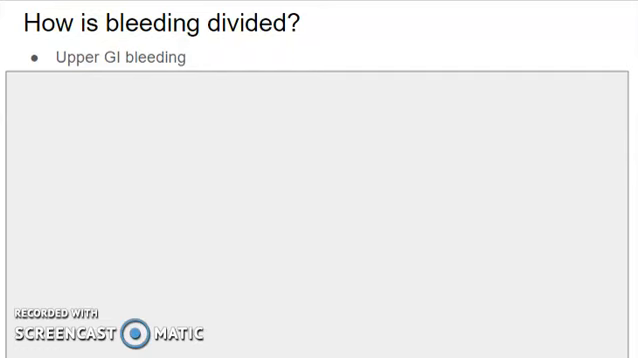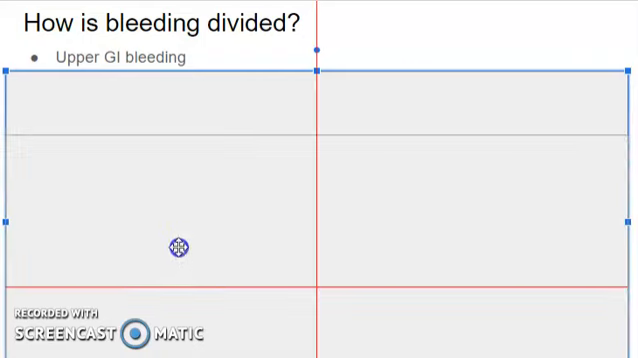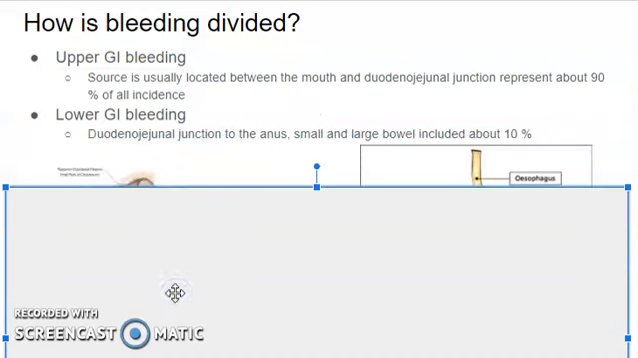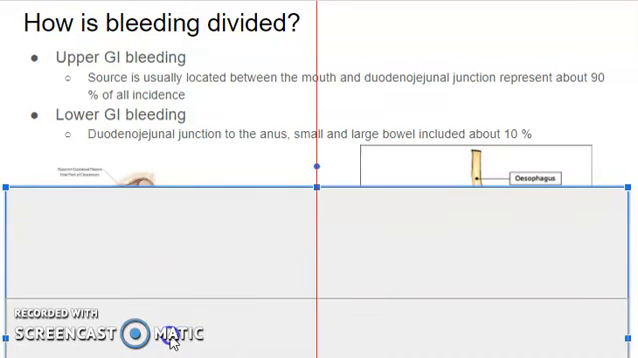So like I said, the bleeding can be divided into upper GIT bleeding and lower GIT bleeding. Upper GIT bleeding is much more common, so it's 90%. But what are the parameters of this? So the parameters are essentially anywhere from the mouth up until your duodenum junction, and that is about 90% of the incidences.